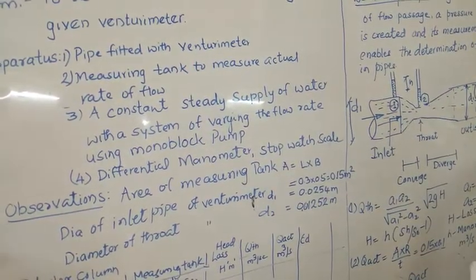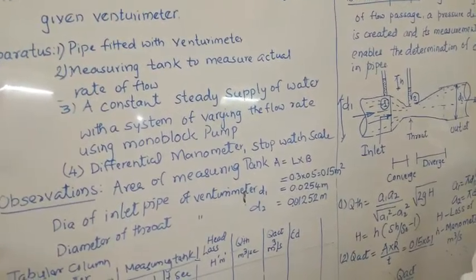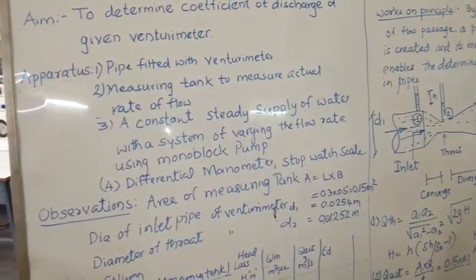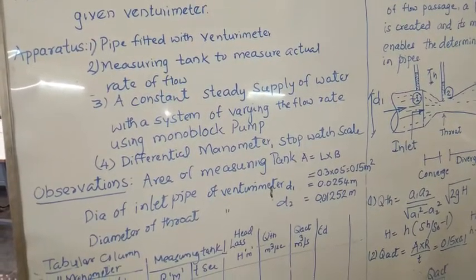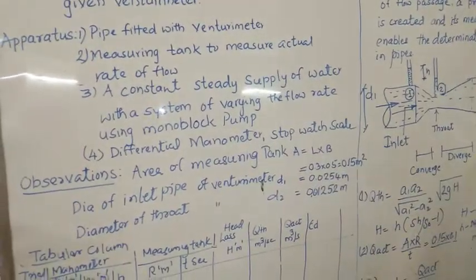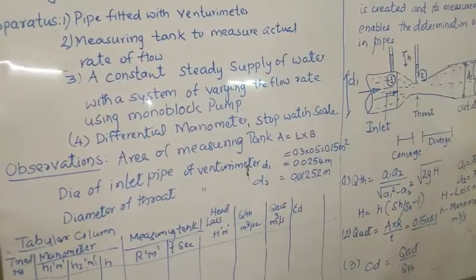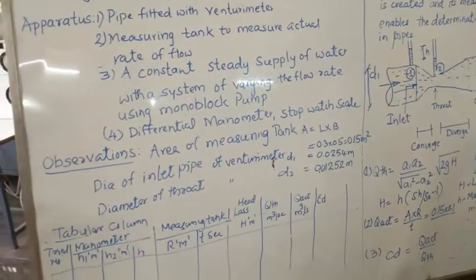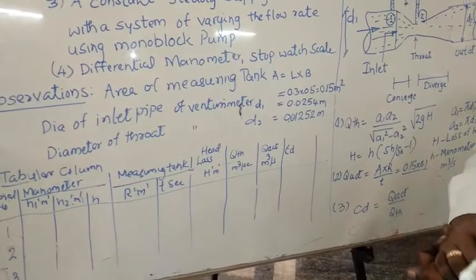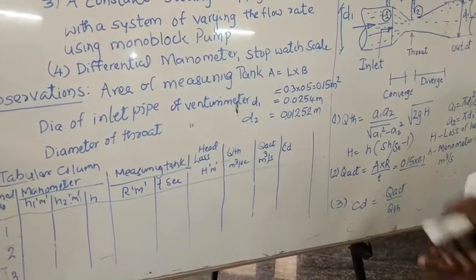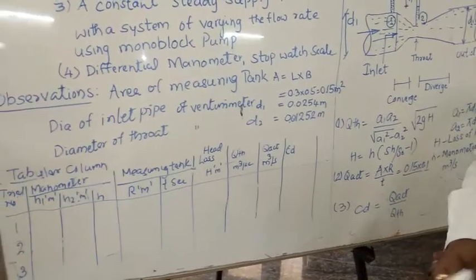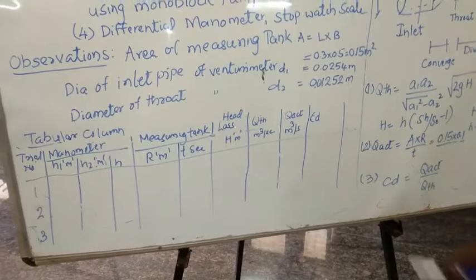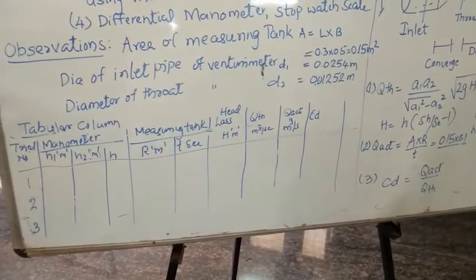Then a constant steady supply of water, with a system of varying the flow rate using a monoblock pump. Here I will explain the experimental setup. We also need a differential manometer to measure the difference in head, a stopwatch, a scale, etc. First we have to measure the area of the measuring tank, that is A equals L into B. Observing that L is 0.3 and width is 0.5, the area is 0.15 square meters.